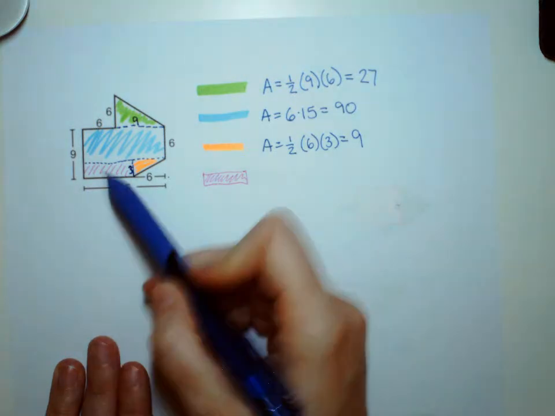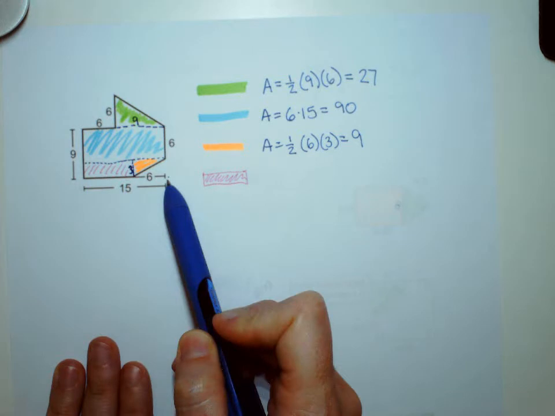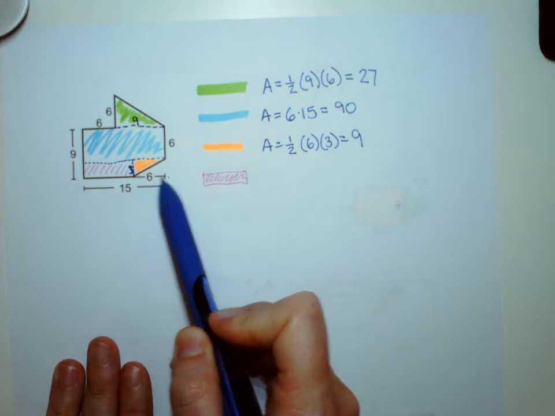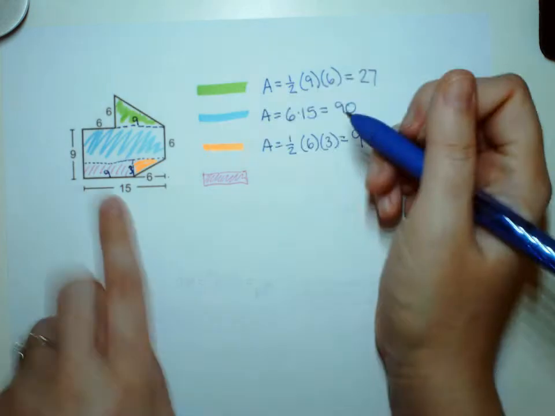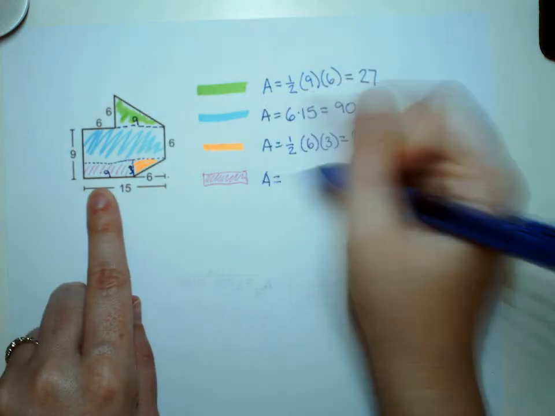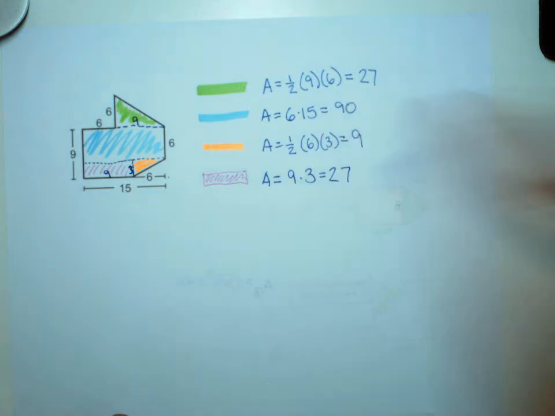Okay, last but not least, I need this last little rectangle. This entire thing is 15. This piece here is 6. So again, that leaves me with 9 here. It's a rectangle, so the area is just base times height. So 9 times 3, which gives me 27.